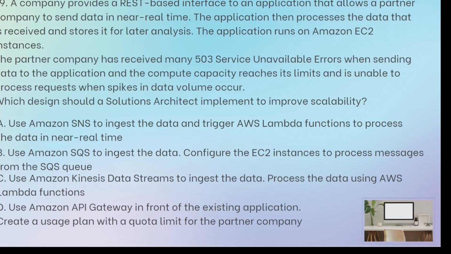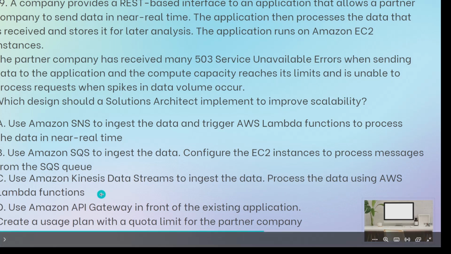I would say Amazon Kinesis enables you to ingest, buffer, and process the streaming data in real time. For data ingestion, that would be a good solution, but to ensure the compute layer can scale to process increasing workloads, EC2 instances can be replaced by Lambda functions because it is REST based, right? So we can easily use Lambda functions. So the correct answer here would be use Amazon Kinesis data streams to ingest the data, and process the data using AWS Lambda functions.